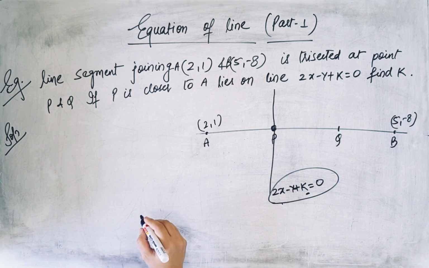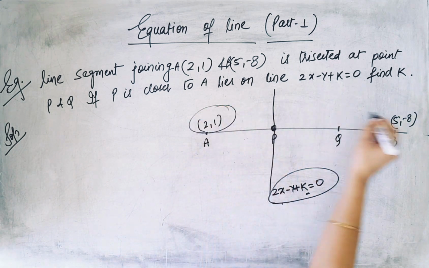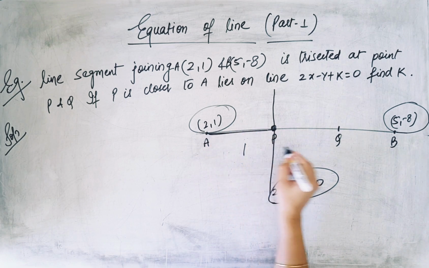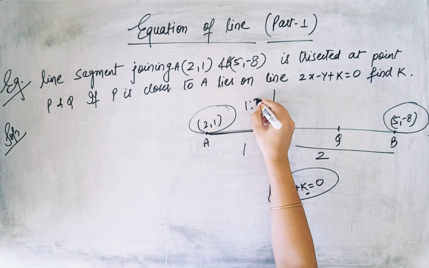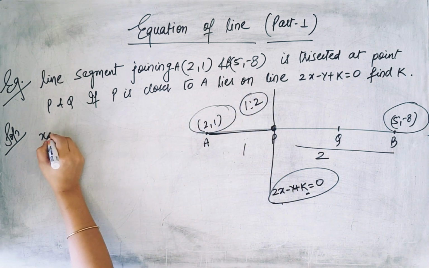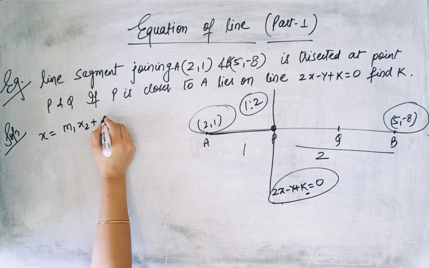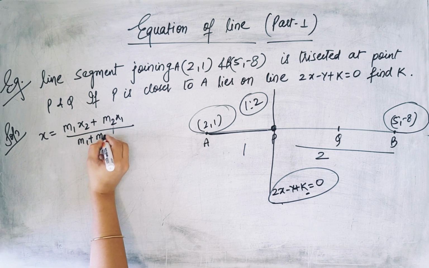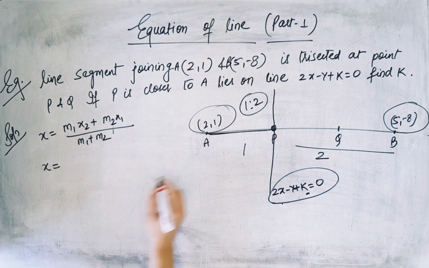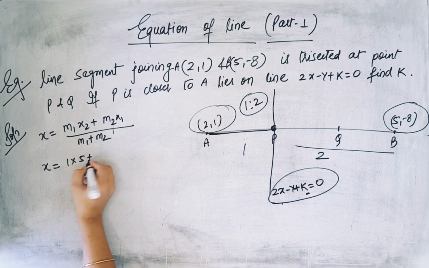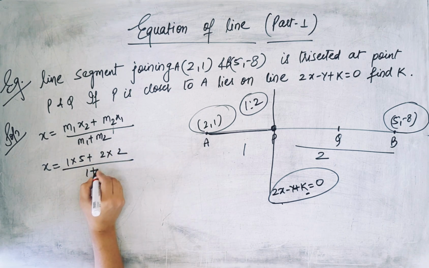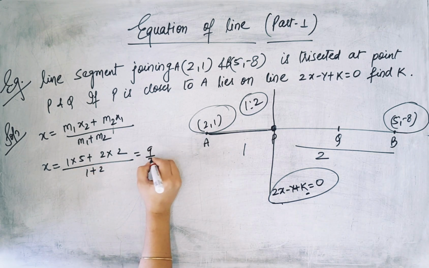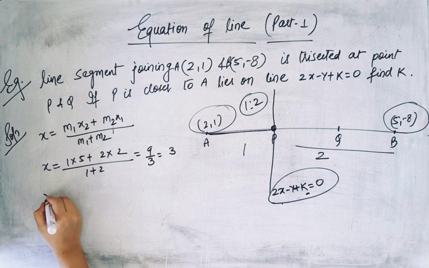What we studied is, if 2 points are provided to us and they are trisected, the ratio will be, this is 1 and this is 2. So the ratio will be 1 is to 2. Hence we'll apply the formula x equals (m1x2 plus m2x1) upon (m1 plus m2). So x equals (1 into 5 plus 2 into 2) by (1 plus 2). It will be 5 plus 4, 9 by 3. This will be 3.